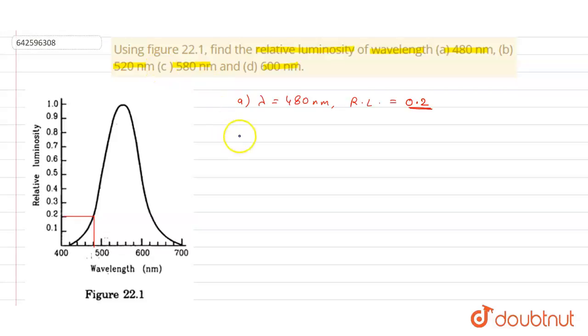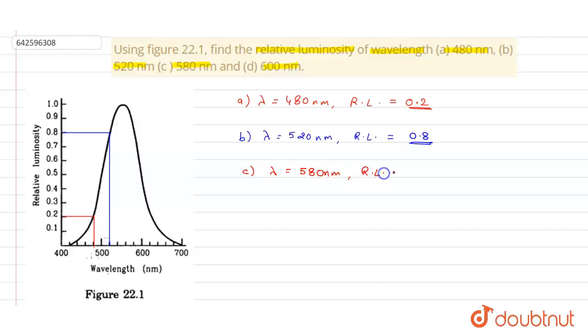Now in the B part, the wavelength is given as 520 nanometers, for which we have to write the value of relative luminosity. Now this is 500 and this is 520. Now when we talk about 520, for 520 the value will be around 0.8.